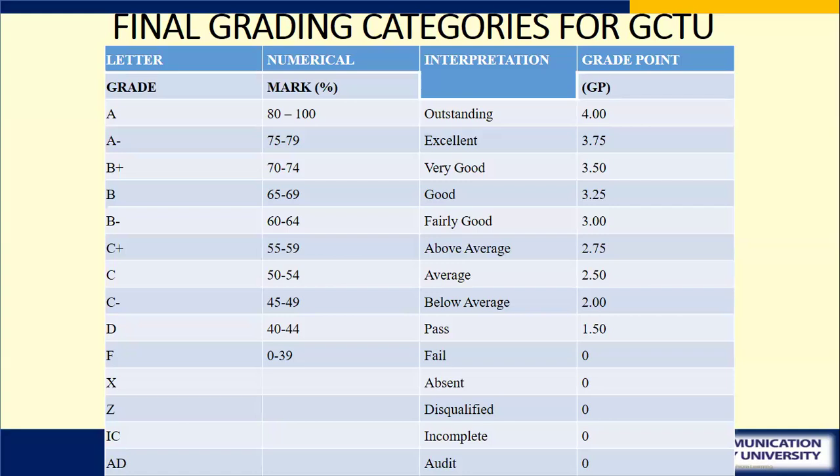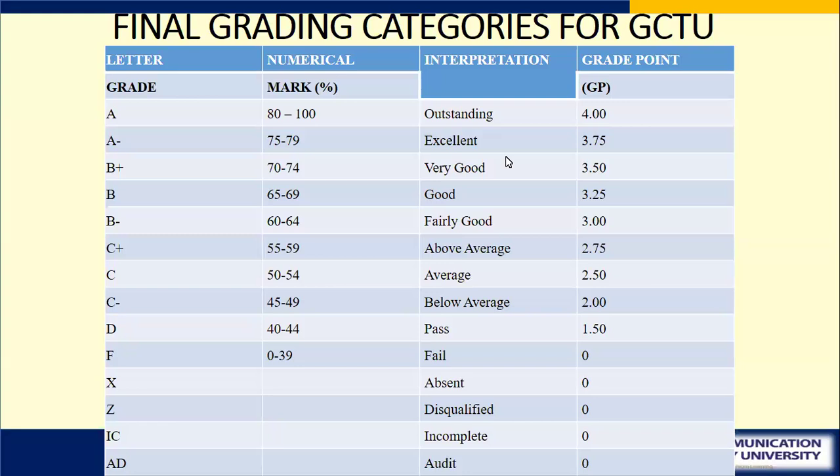Okay. And in your result, when you see X, it means absent. If you're unable to write your exams, maybe you have written your assignment and have your continuous assessment, but you don't have any end of semester score, the result will show X, which means absent.